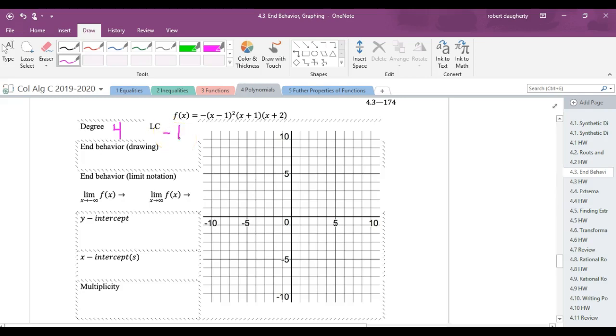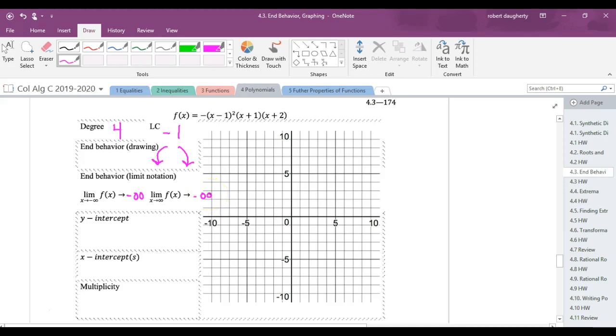-1. So what's a 4th degree with a negative coefficient going to look like? It's going to go down on both ends. So I know it's going to look like this on the end point. So what are the answers to these two limit questions? As I go to the left, I go to -infinity. As I go to the right, I go to -infinity.